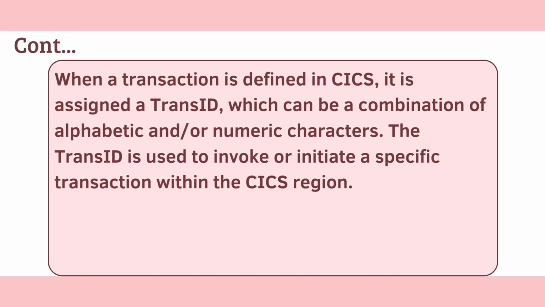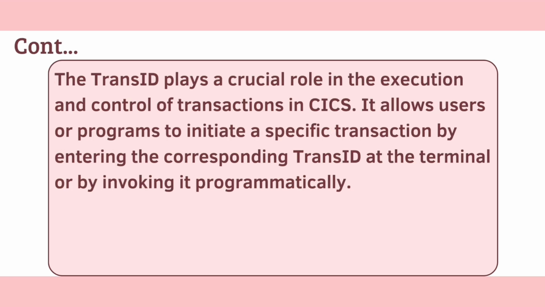When a transaction is defined in Kicks, it is assigned a trans ID, which can be a combination of alphabetic and/or numeric characters. The trans ID is used to invoke or initiate a specific transaction within the Kicks region. The trans ID plays a crucial role in the execution and control of transactions in Kicks. It allows users or programs to initiate a specific transaction by entering the corresponding trans ID at the terminal or by invoking it programmatically.